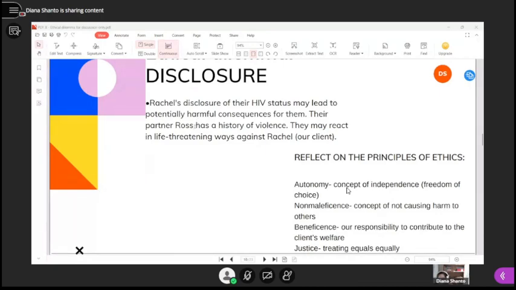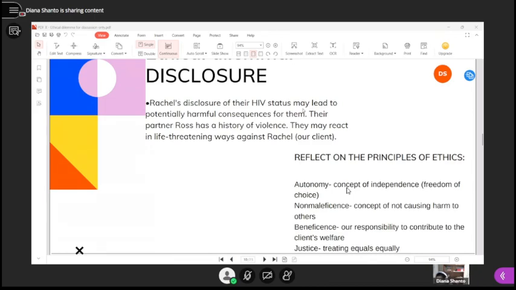But still, you have to get used to it, even if it's confusing for me sometimes. But it's how it is now. Rachel's disclosure of their HIV status may lead to potentially harmful consequences. So if Rachel reveals, there might be harmful consequences.